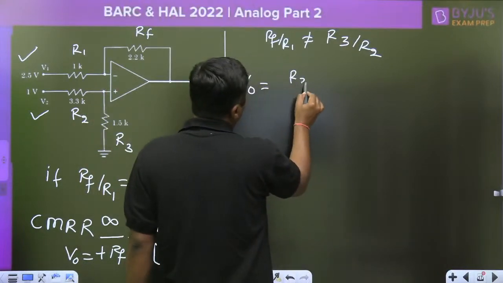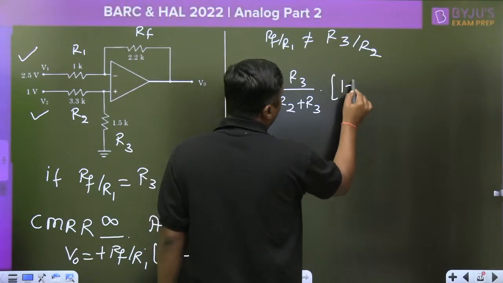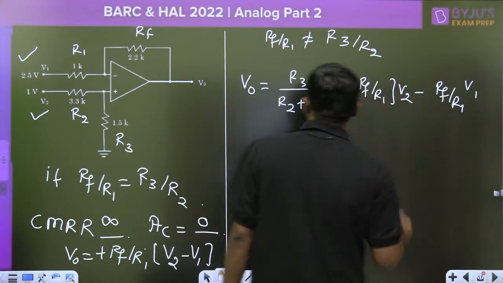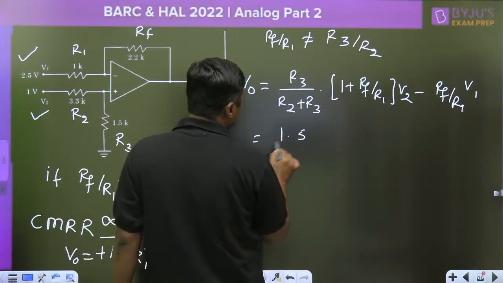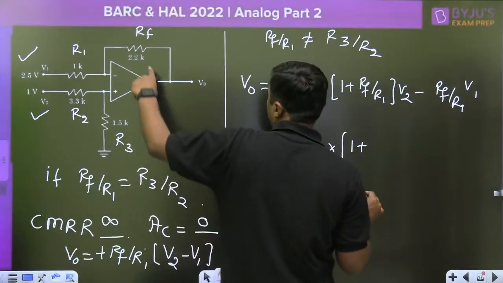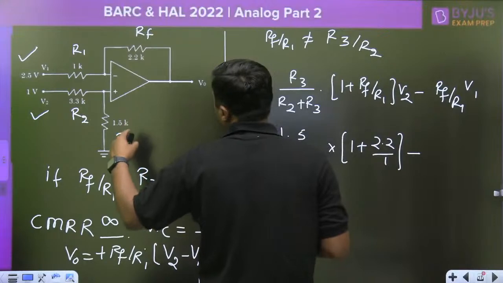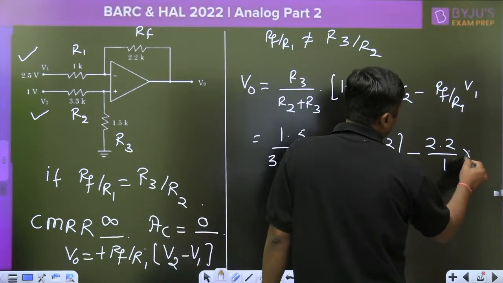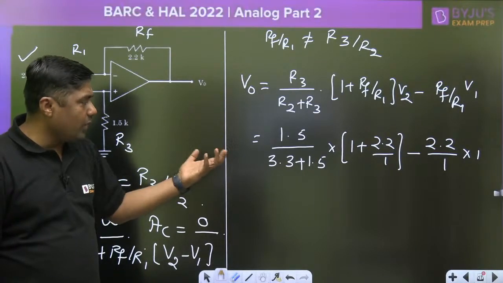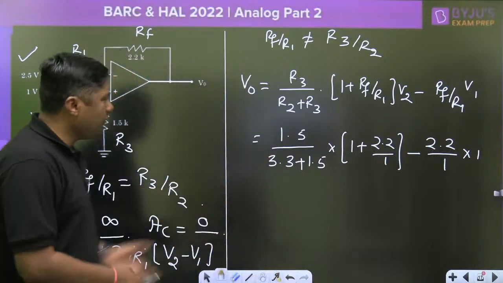First of all, find the voltage at this point. Please remember this formula because it is very, very important: R3 by R2 plus R3 into 1 plus Rf by R1 times the non-inverting terminal voltage, minus Rf by R1 times the inverting terminal voltage. So R3 is 1.5 divided by 3.3 plus 1.5, into 1 plus Rf by R1, 1 plus 2.2 divided by 1, minus Rf by R1, which is 2.2 divided by 1, into 1. That is the formula for this question. You can calculate this value using it. The answer you are getting is minus 4.5, I think.